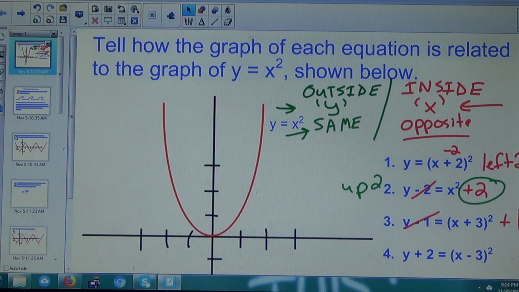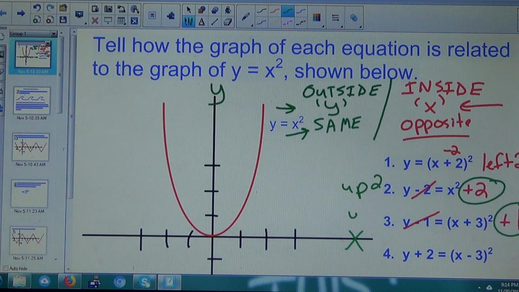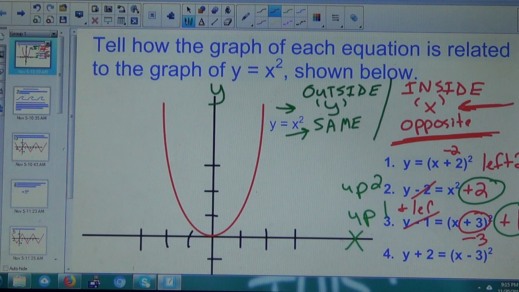What's the plus 1 on the outside going to do? Outside changes my y values, which run up and down. The y-axis is up and down. The x-axis is left and right. So on this one, outside means I'm going to go up 1. And what's on the inside? A plus 3, which means on the inside it's the x's and we do the opposite. So what's the opposite of plus 3? Minus 3, which means we're going to go up 1 and left 3.